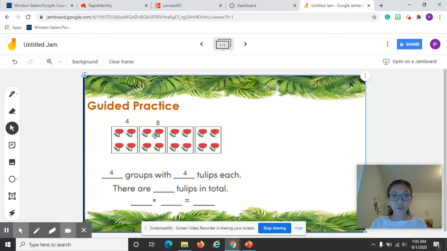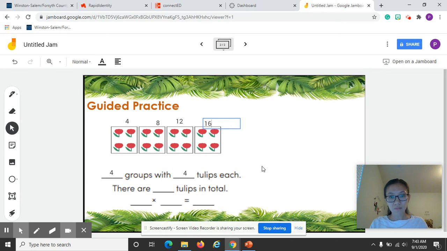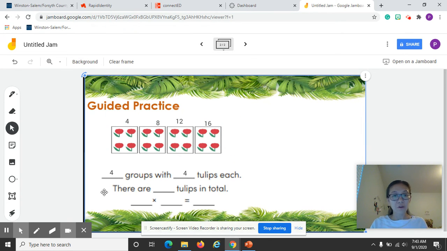Now, 8 after the second group, with 8 on top of your head, you count the other 4. 9, 10, 11, 12. Then for the last one, 13, 14, 15, 16. There you go. There are 16 tulips in total.